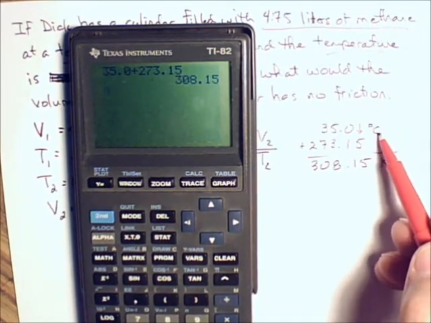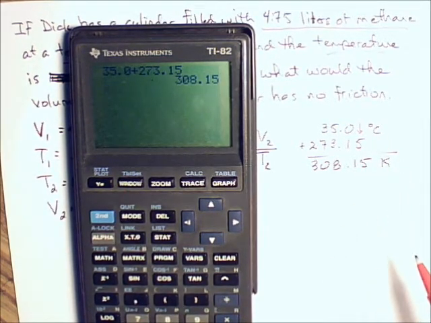If you're converting from degrees C to Kelvin, you add 273.15. If you're going the other way, you have to subtract.